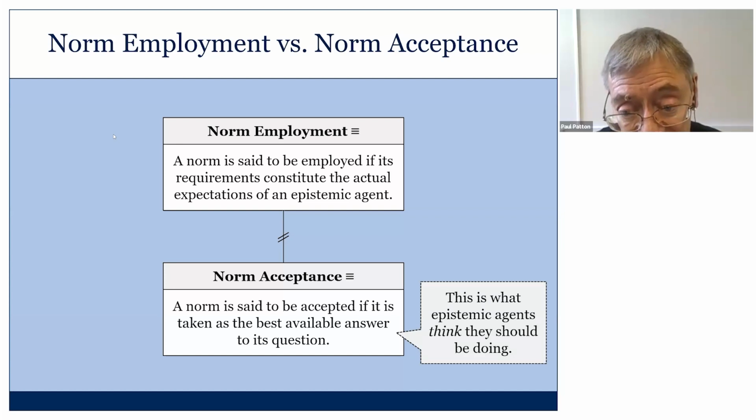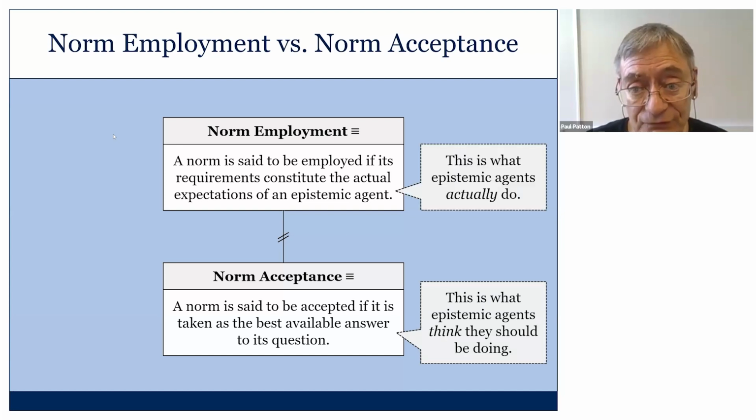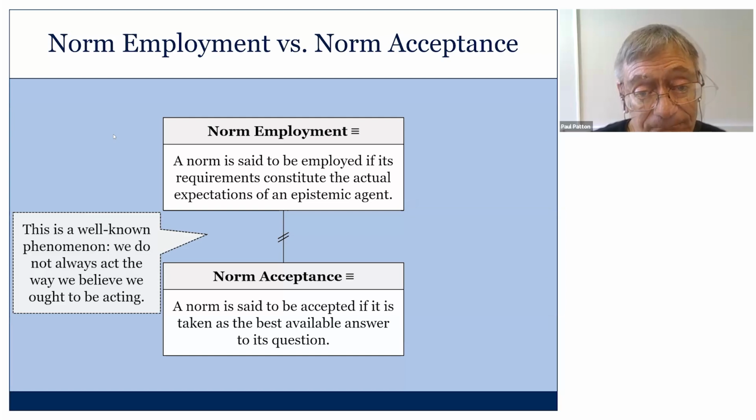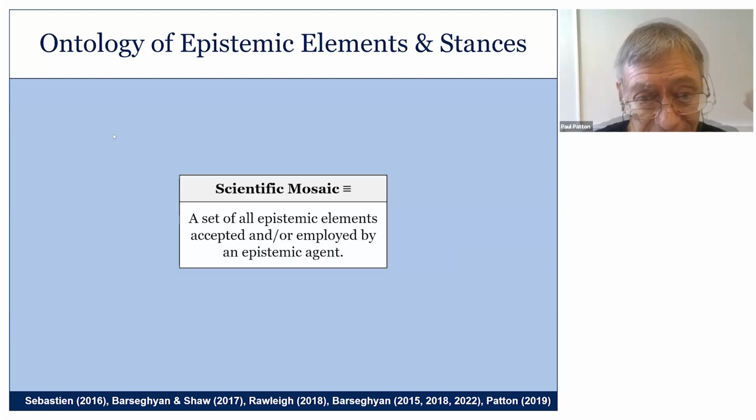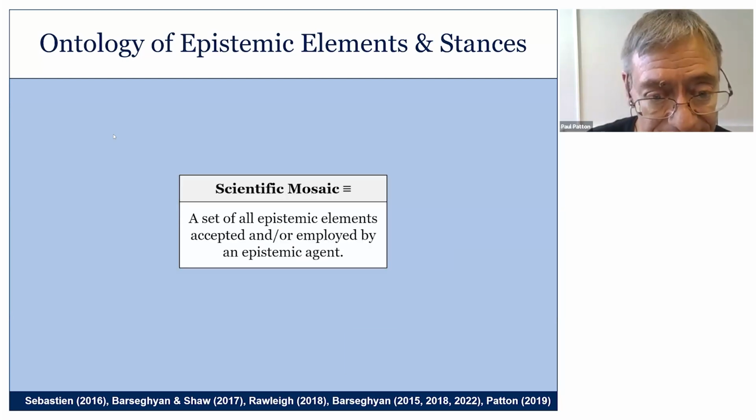This is what epistemic agents think they should be doing. This is what epistemic agents actually do. Now, this is a well-known phenomenon in many domains of human endeavor, that we do not always act the way we believe we ought to be acting. We might think it's a bad thing to fake our data, but we might still try to get away with it. So then here is the summary of the various sorts of theories, including normative theories. Let's consider how this all works together.